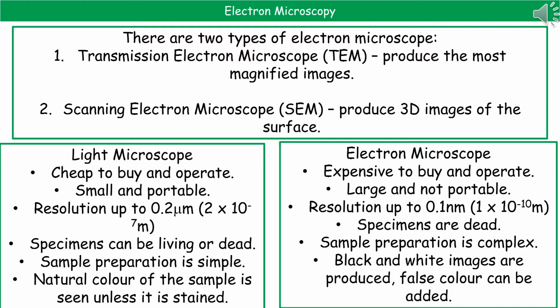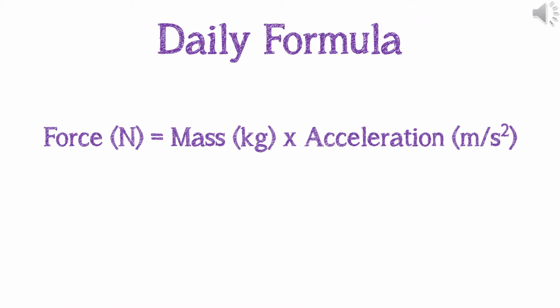If we think of the electron microscope, it's expensive to buy and operate, it's large and not portable, it does a resolution up to about 0.1 nanometers, specimens have to be dead, and it's black and white images that we produce other than if we add false colour later.